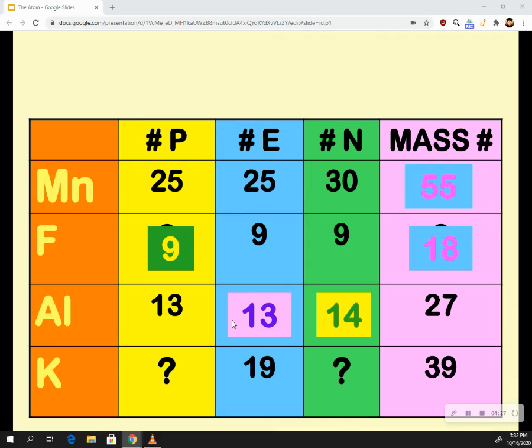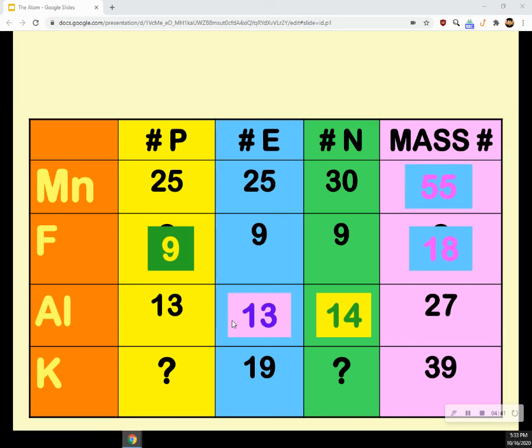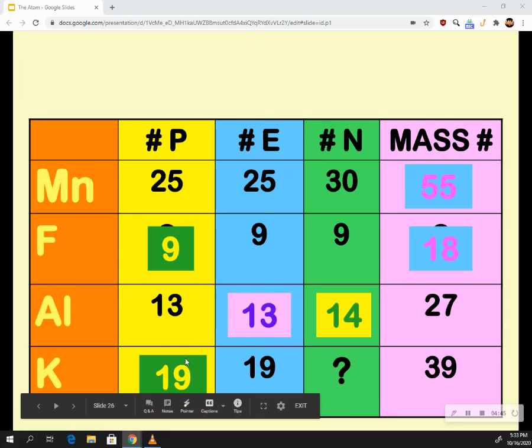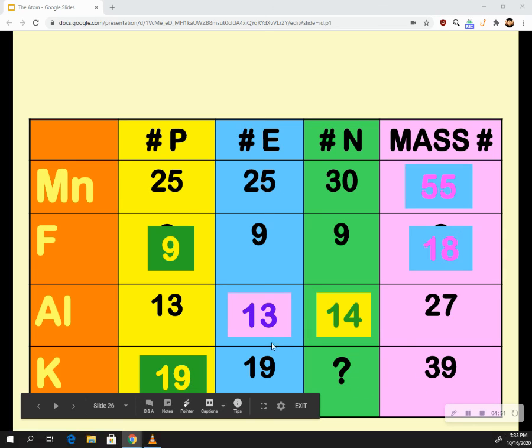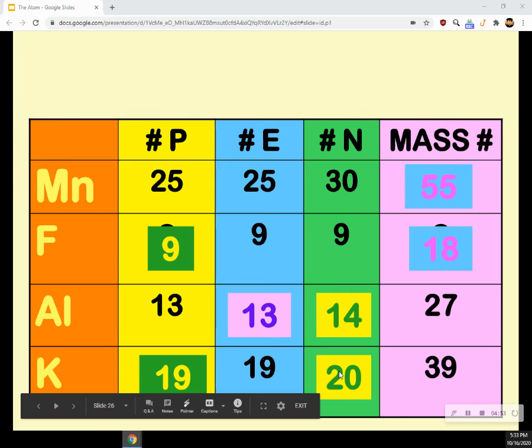Let's do one more. This is simple, but we are going to go through it because, like I've always said about chemistry, we build and build and build till we know everything about this subject. So we start off small and we grow big, kind of like the atom. So potassium, 19, of course, because there's 19 electrons. We see that there are 39 in the mass number. So 39 minus 19 is going to be 20.